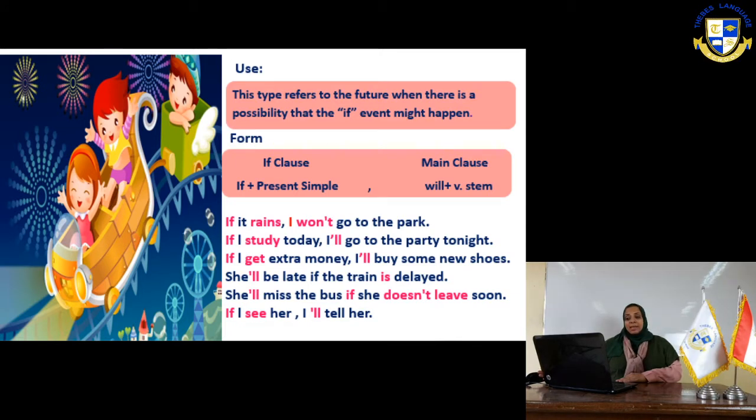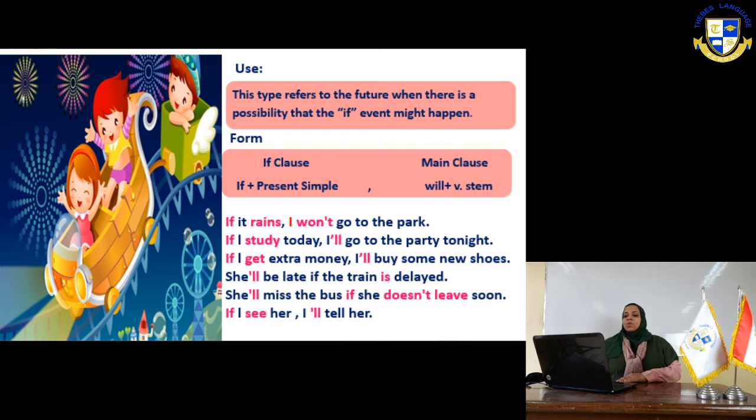She will be late if the train is delayed. Now where is if? Can I put if in the middle? Yes, it's okay. I can change the places of the clauses. So I can say the result first and then the condition. I can say if the train is delayed, she will be late. And I can say she will be late if the train is delayed. No matter. What matters is where is the present simple and where is the will plus verb in stem.